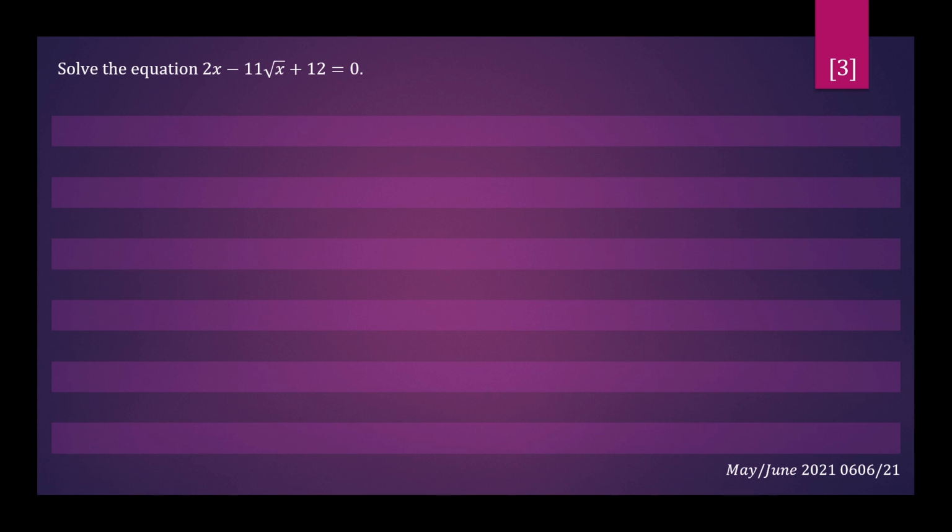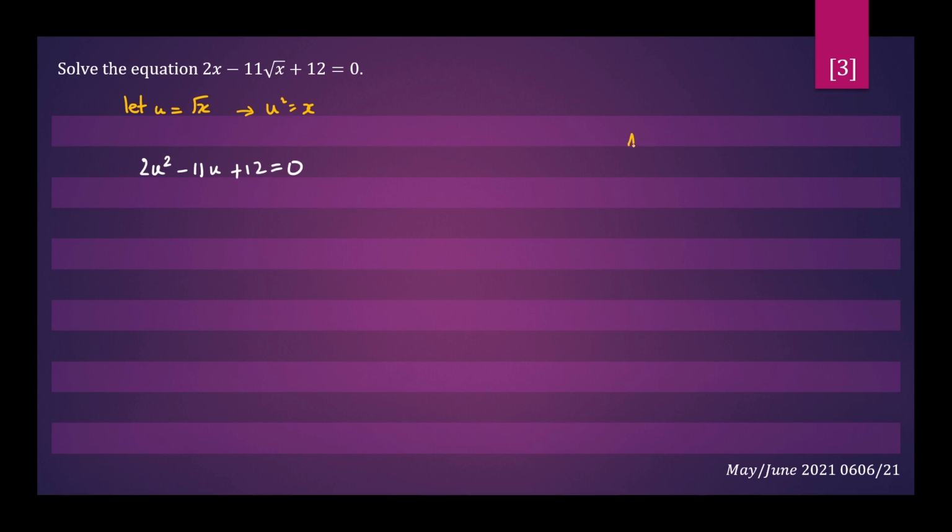What we can do here is use the substitution. So let's let u equal root x. Squaring both sides means that u squared would be equal to x. So that means we can replace x and root x with u squared and u in the original equation. So we will have 2u squared minus 11 root x, which is u, plus 12 equals 0. And we end up with a quadratic equation.